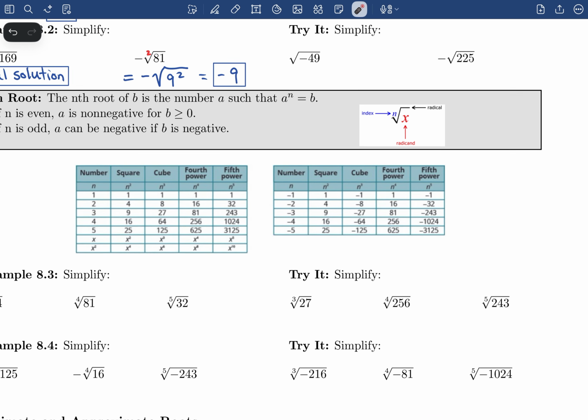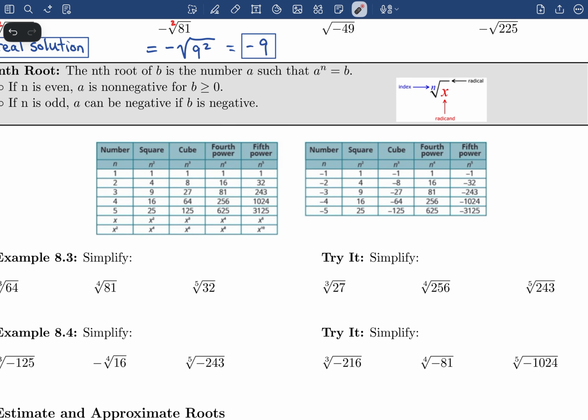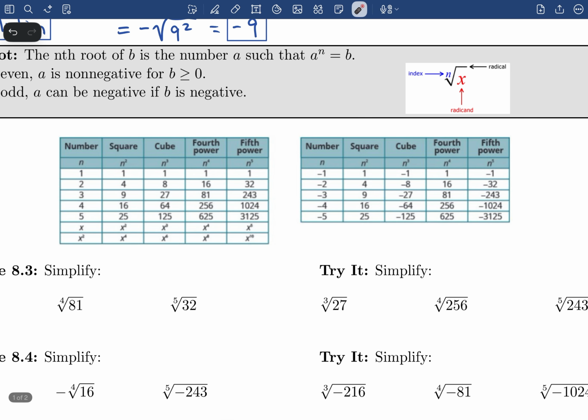Great. Now I'm going to help you with your nth roots a little bit with this table that I'm inputting into your notes. This helps you know not just perfect squares or perfect cubes, but perfect fourths or perfect fifths, all the way up to 5 in this table, and to negative 5 in this table. So let's break it down really fast. If I have some number n, let's make n 1. If I take 1 and square it, I get 1, and if I cube it, I get 1, and 1 to the 4th is 1, and 1 to the 5th is 1. No matter how many times you multiply 1 by itself, the result will be 1.